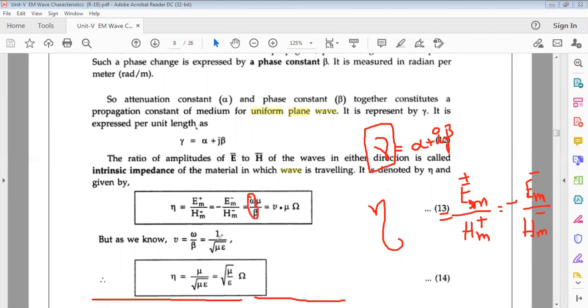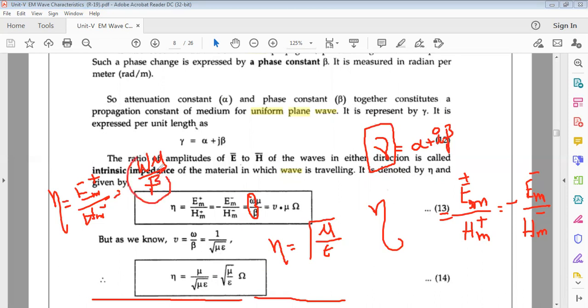V is equal to 1 by root of mu epsilon, and eta is equal to root of mu by epsilon. My dear students, eta is the ratio of E_m plus by H_m plus, and that value is omega mu by beta. Omega by beta is V, so V into mu. V in terms of mu and epsilon is 1 by root mu epsilon, into mu, and here mu cancels with the root mu. So eta is equal to root of mu by epsilon.